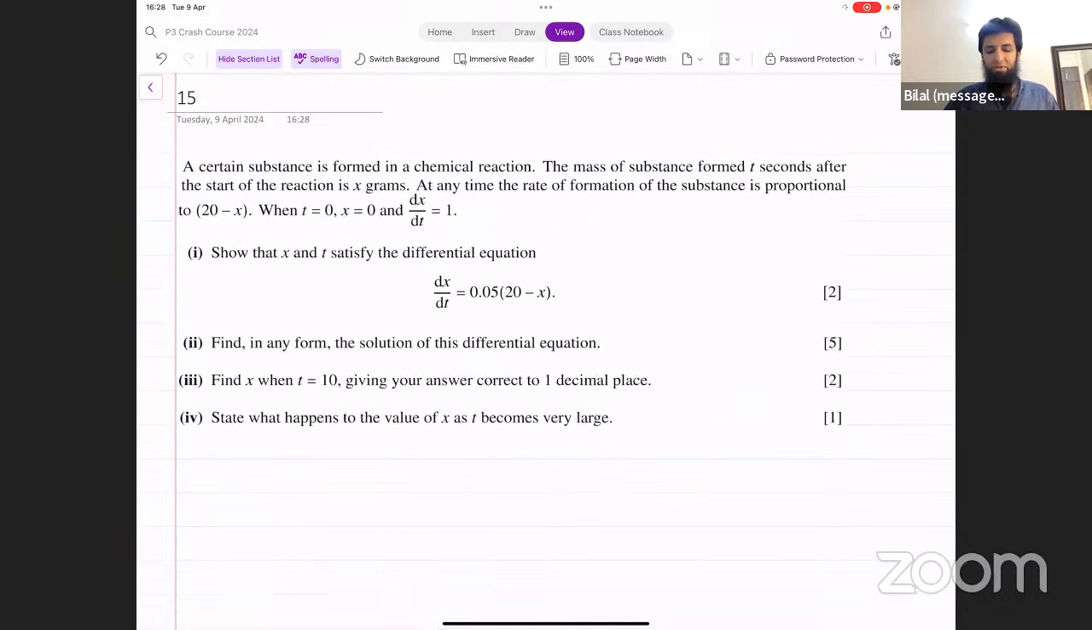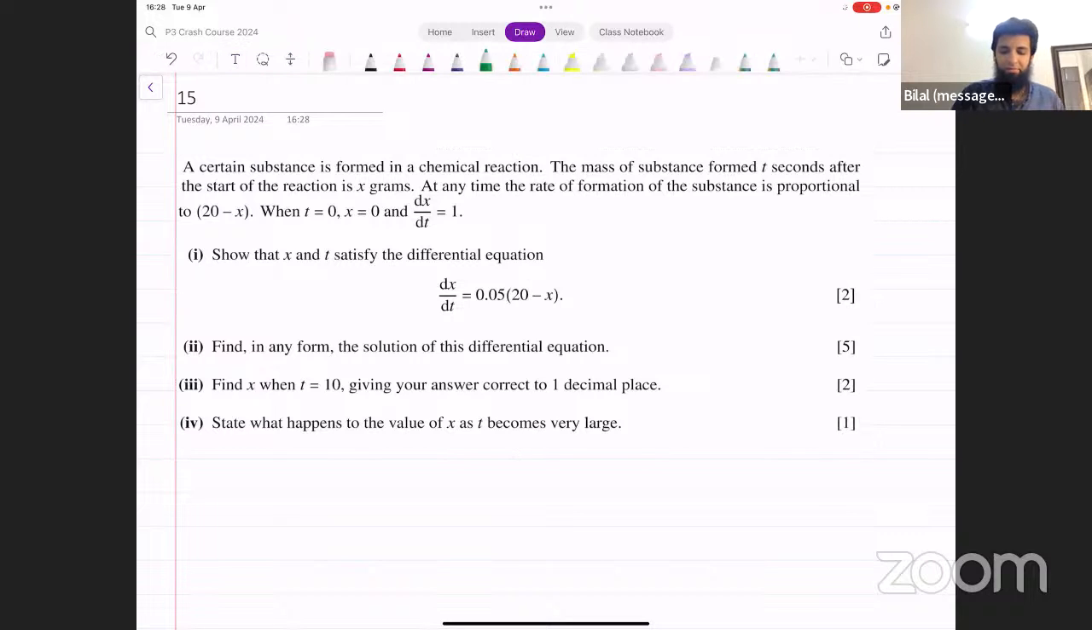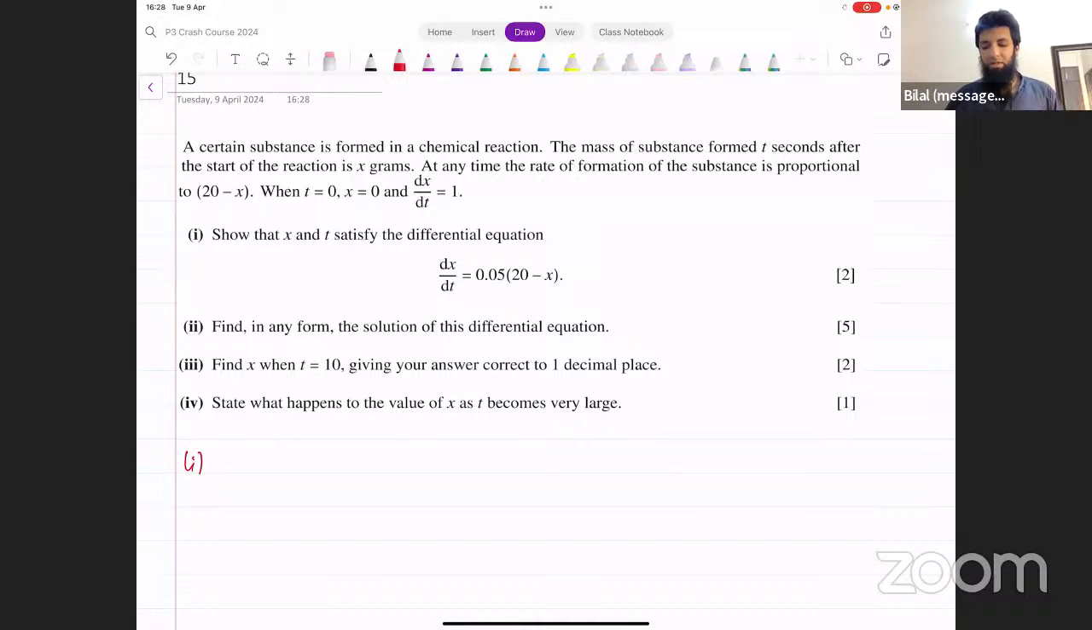Okay, so it says a certain substance is formed in a chemical reaction. The mass of substance formed t seconds after the start of the reaction is x grams. Okay, so the substance is being formed. You have time as one variable, t seconds. Mass is the other variable that's measured in grams and it's denoted by the letter x. These are two variables that you have, x and t.